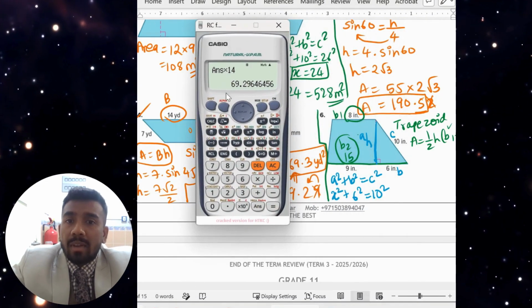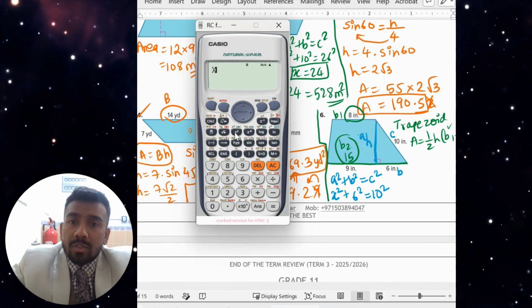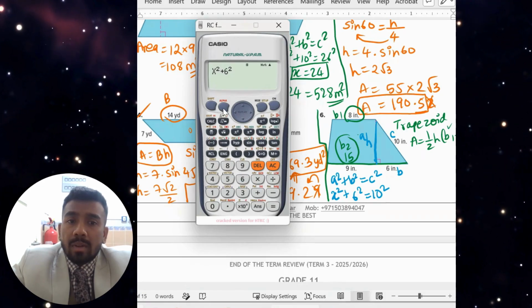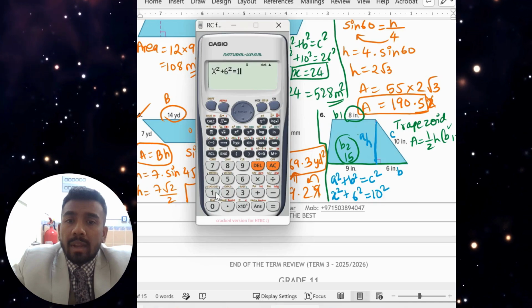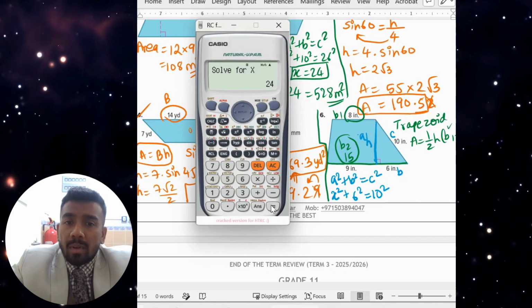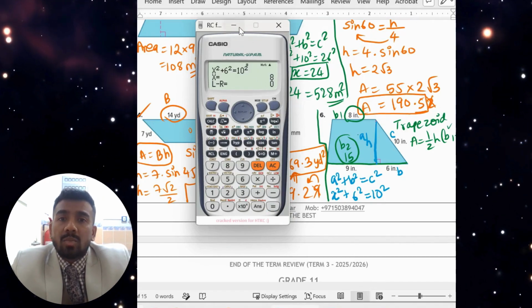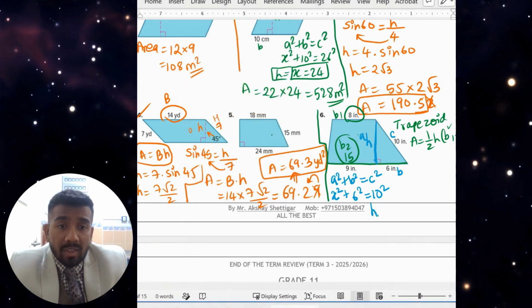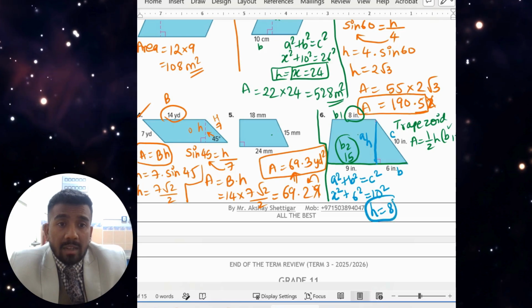So you have x squared plus 6 squared equal to 10 squared. Okay, then you do shift solve. That's 8. So x is what? 8. The height is 8. So you have to be a master in this kind of shift solving. So what's the height? 8. So you know the height also.